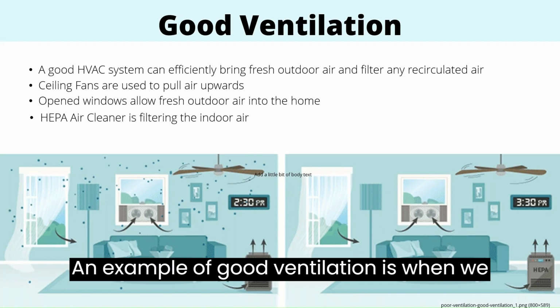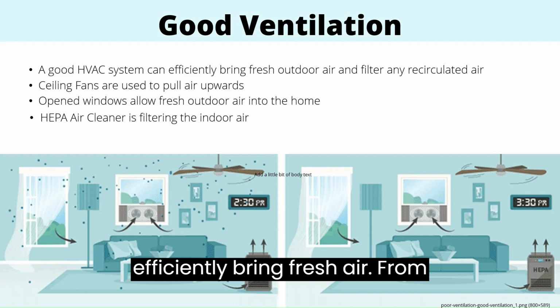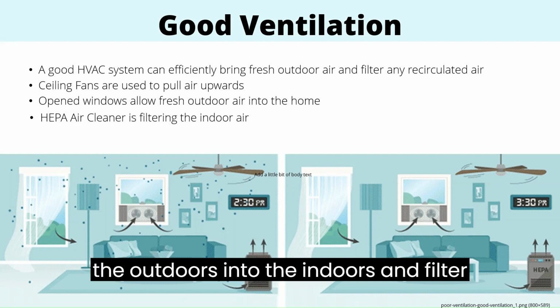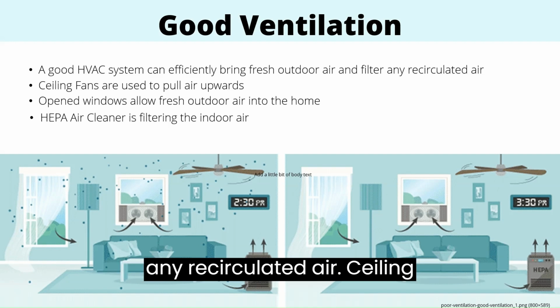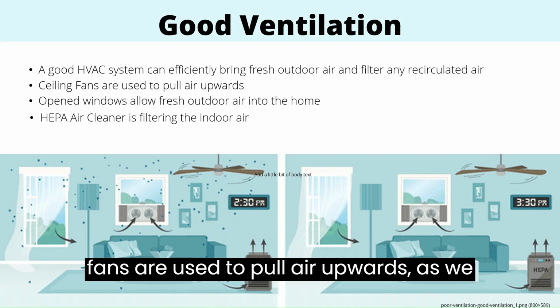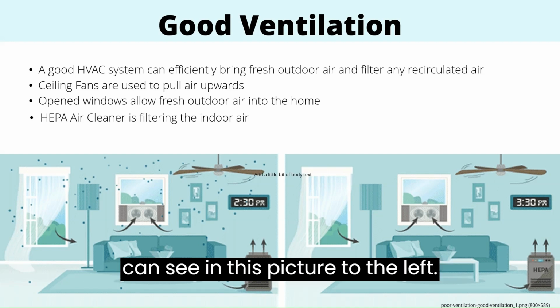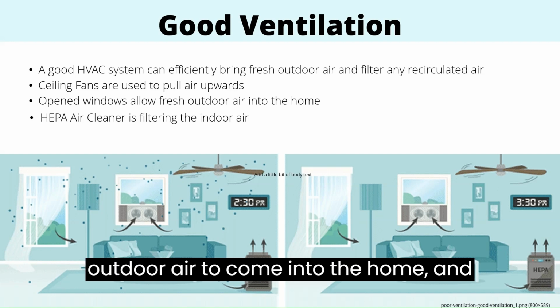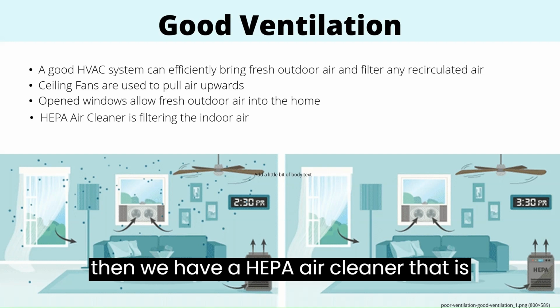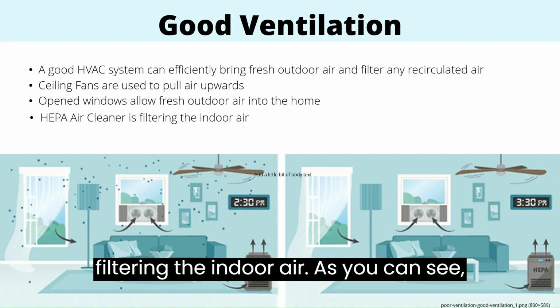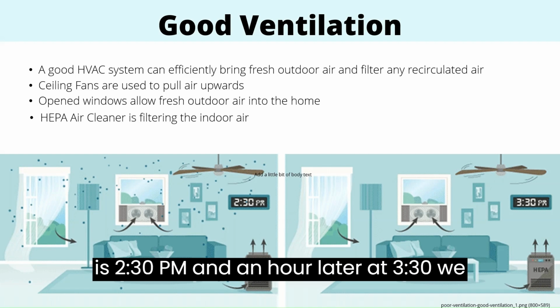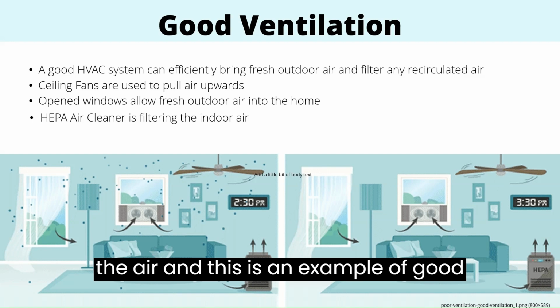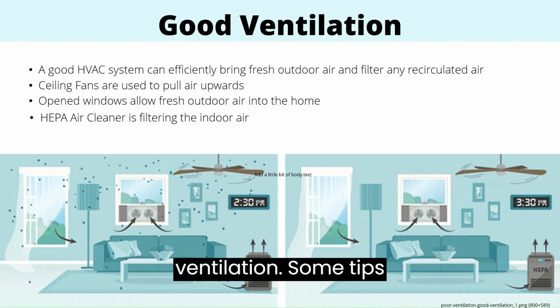An example of good ventilation is when we have a good HVAC system that can efficiently bring fresh air from the outdoors into the indoors and filter any recirculated air. Ceiling fans are used to pull air upwards, as we can see in this picture to the left. Windows are open, allowing for fresh outdoor air to come into the home. And then we have a HEPA air cleaner that is filtering the indoor air. As you can see, the timestamp on the picture on the left is 2:30 p.m. And an hour later at 3:30, we can see there are no pollutants in the air. And this is an example of good ventilation.